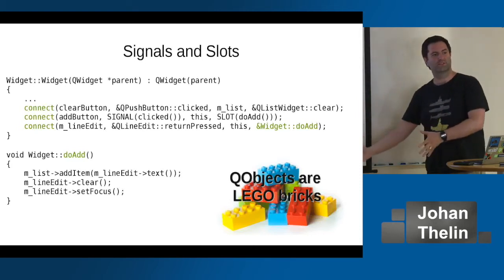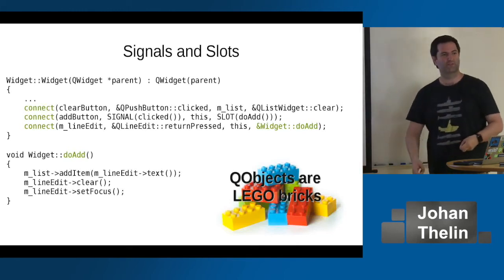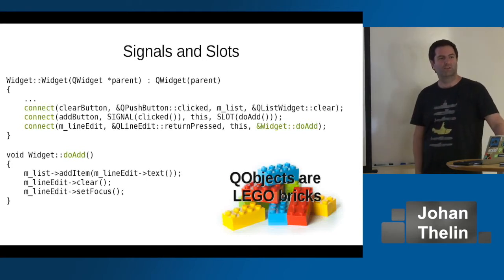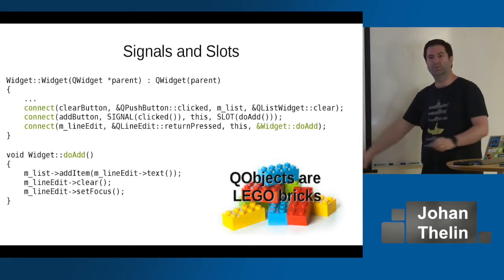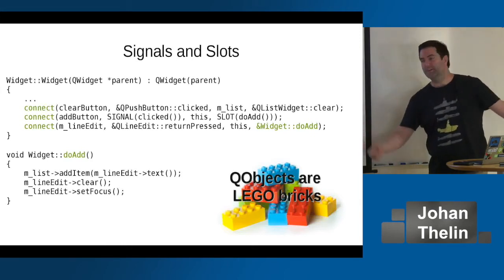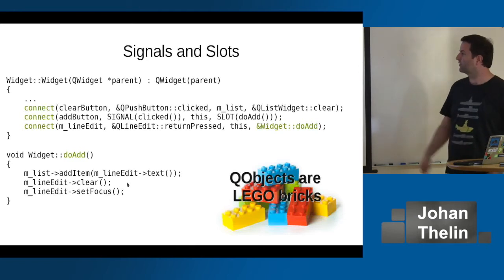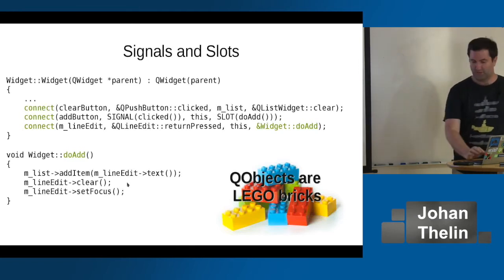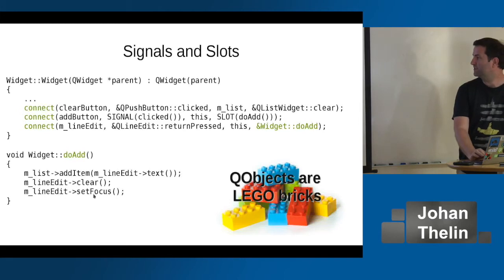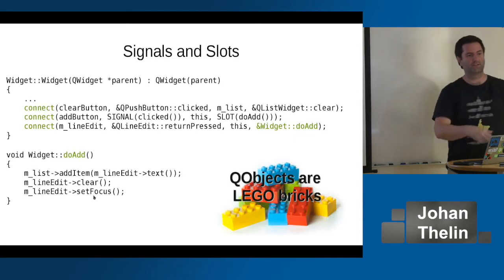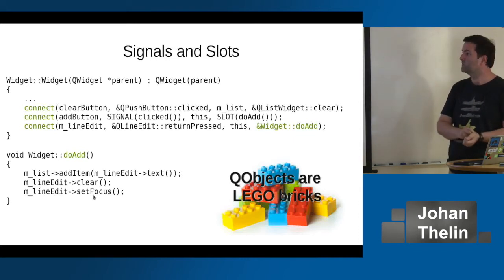So comparing to, for instance, MFC, you don't have to subclass everything. You just use the class instances that you find in the Qt library. And it means that it's really easy to combine your various Qt object derived classes into the bigger Lego buildings. So here's basically the doAdd method, which is ordinary imperative C++. We add the current text to the list, we clear it, and we set the focus to it so that even if you click the add button, you can just keep on typing the next thing.